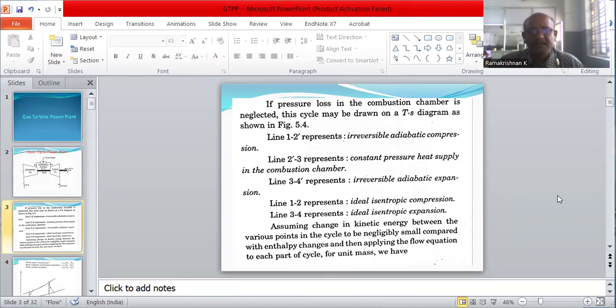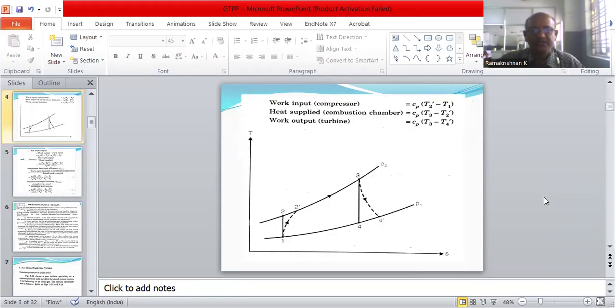Now here we compare the real process and the ideal isentropic process. There is 1 to 2 dash and 1 to 2, and similarly for the turbine, 3 to 4 and 3 to 4 dash. The assumption is that the change in kinetic energy at any point of the cycle is small compared with the enthalpy change in the plant. Now the flow equation is applied for the air, that is, the hot gas. Now we can have the equation.